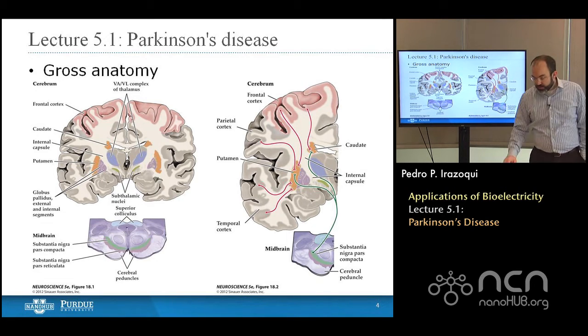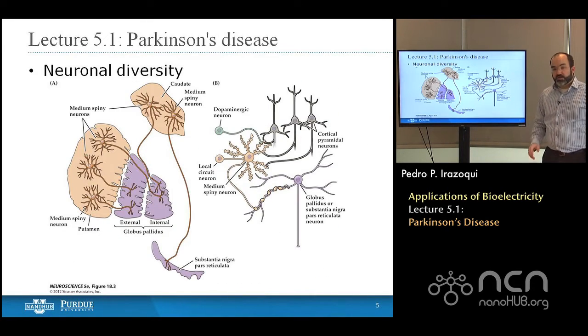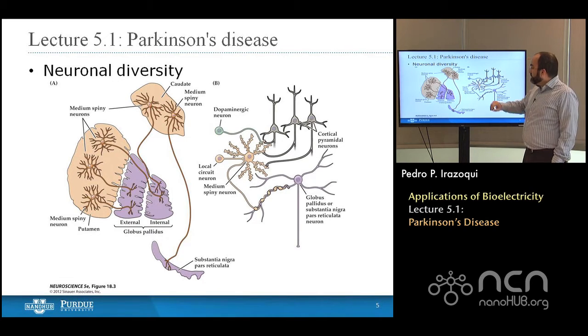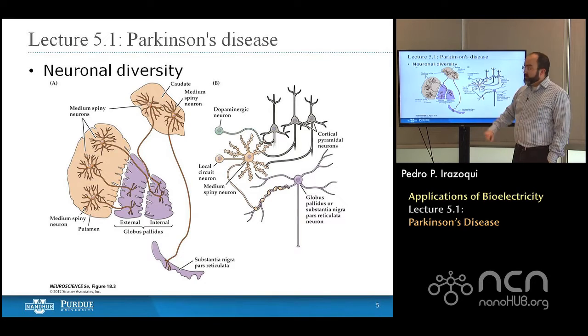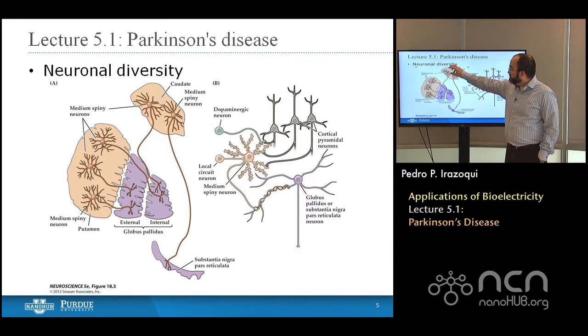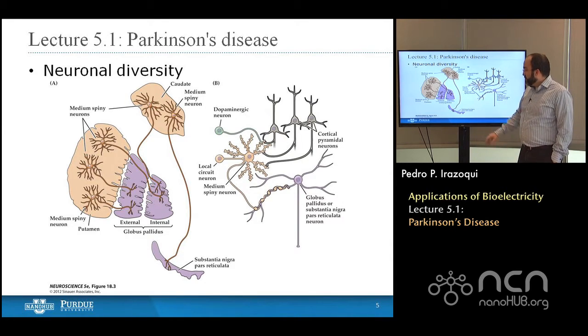So before we talk about that circuit, also recall that we talked about neuronal diversity. We talked about all those different kinds of neurons that you can expect to see in the cortex. And so what we have here is a cross-section of the globus pallidus and the putamen with a caudate nucleus up above, showing the medium spiny neuron projections throughout the substantia nigra and between the various nuclei.